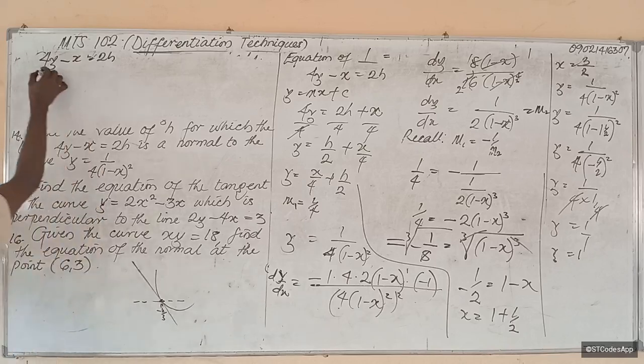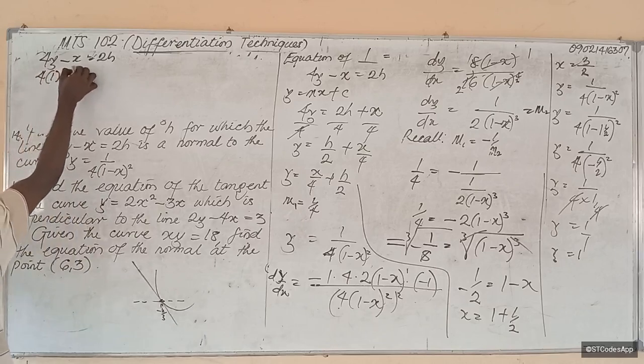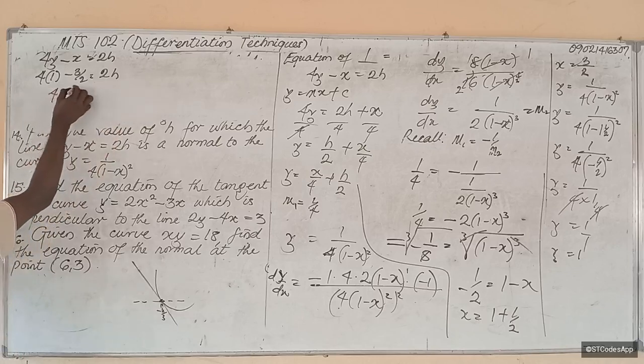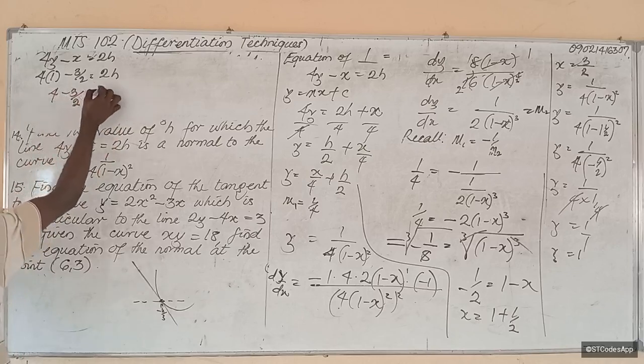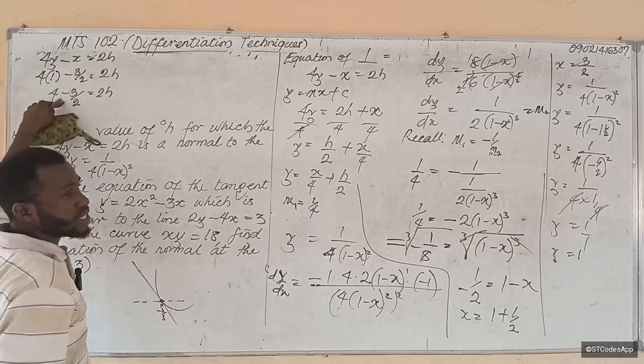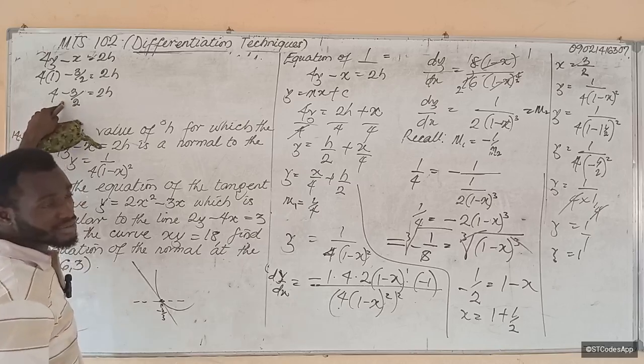Yes, x is 3 over 2. So we have 4 into bracket 1 minus 3 over 2 is equal to 2h. So 4 minus 3 over 2 is equal to 2h. That's just saying 4 minus 1.5. That will be 2.5, right?